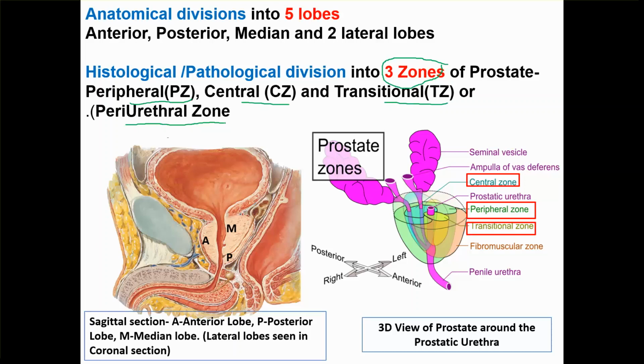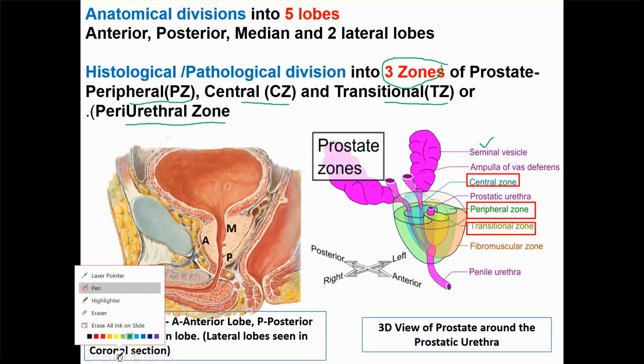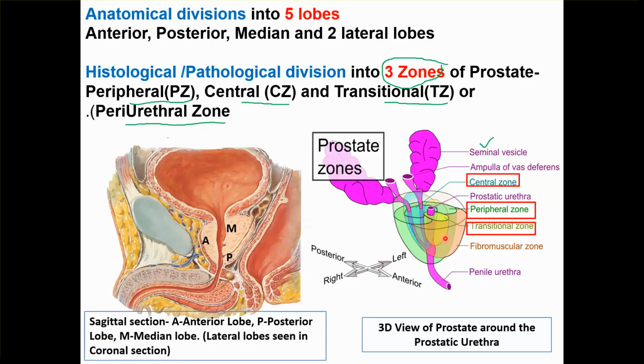Okay, so let's identify this diagram. It's a 3D structure. What you're seeing here is the seminal vesicle, and this is the ampulla of the vas. So these are the ejaculatory ducts. You can see the 2 ejaculatory ducts over here. Let me use the pointer. This side is the anterior, and this part is the posterior.